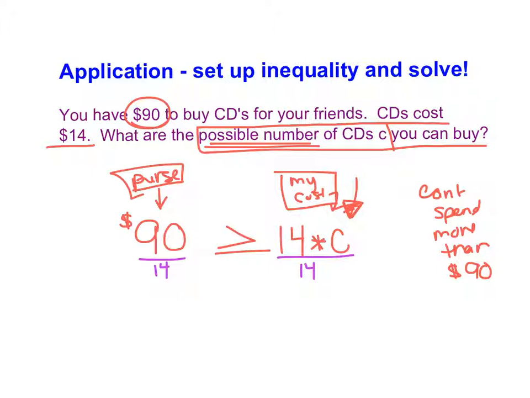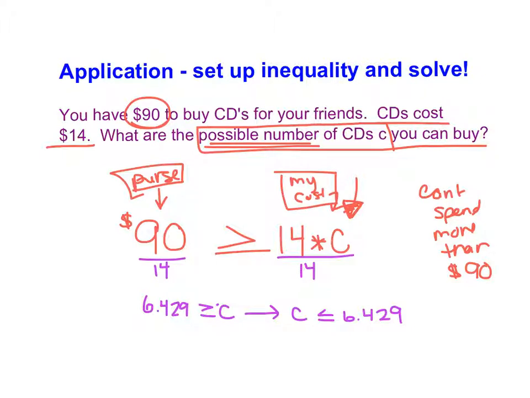So 90 divided by 14 leaves me with about 6.429. And then if you don't like the C on that side of the inequality, notice the C is on the smaller side. So I can rewrite this as C is less than or equal to 6.429. And you might be thinking this answer is a little bit weird. But actually, in the real world, this makes the most sense.